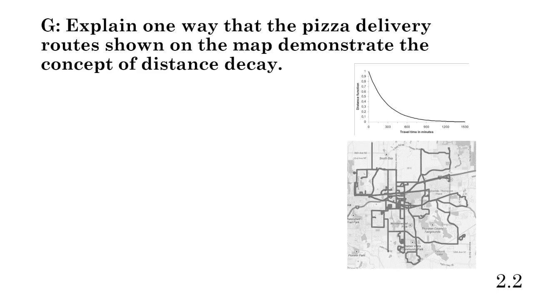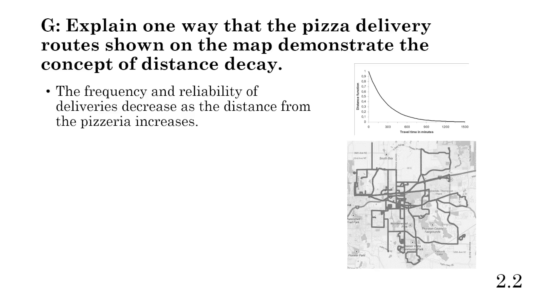All right, our last explain. We're talking about distance decay. So I threw back the graph of distance decay here. It's an exponential decreasing curve. So the further away you get, the less interaction you have and the less likely you are to travel there. So how does that impact pizza delivery routes? Well, the further away you are from a pizzeria, the less likely you are to get delivery from there.